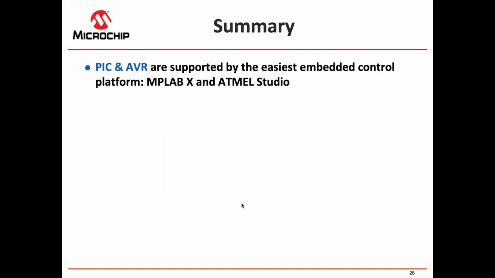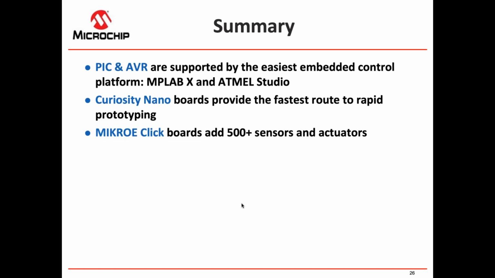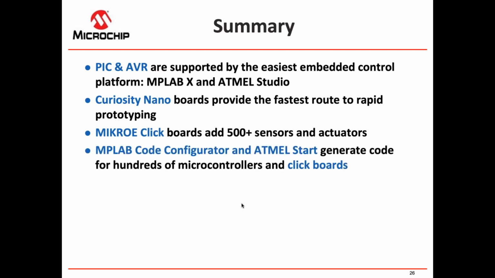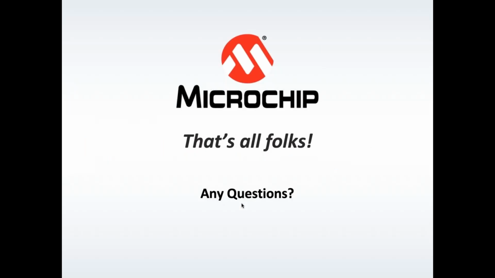So in summary, there are plenty of options for PIC and AVR, whether you prefer the MPLAB X platform or the Studio platform, the traditional platform. Curiosity Nano boards are the new form factor, the cool new form factor for rapid prototyping. Micro eClicks are a great solution to add a ton of rapid prototypes for hundreds of sensors and actuators. And with the code generators, whether you choose Code Configurator or Start, you can generate the code for those clickboards and also for IoT, as hopefully I've been able to show you today. And that was it, in record time, at 5 o'clock.